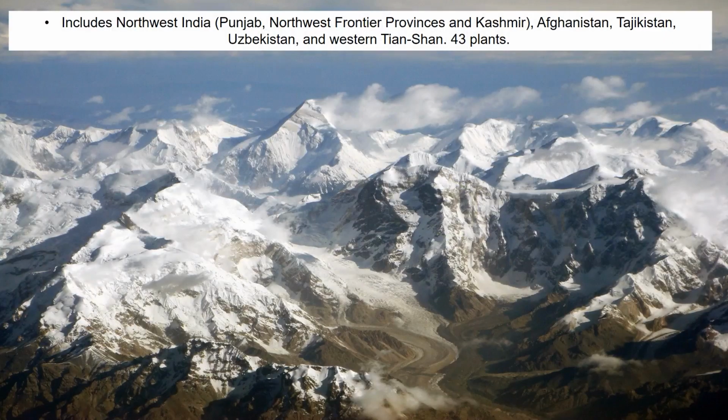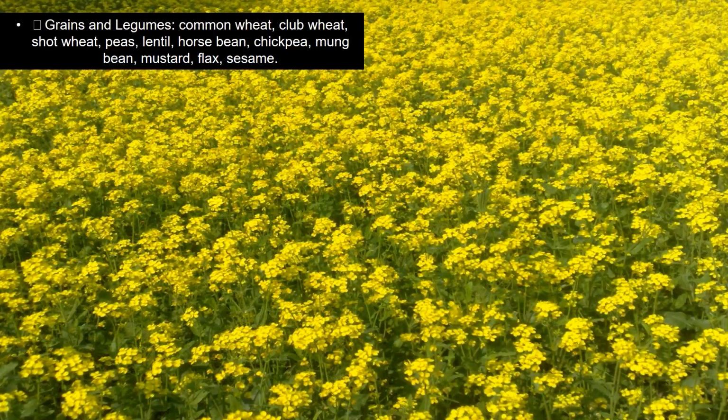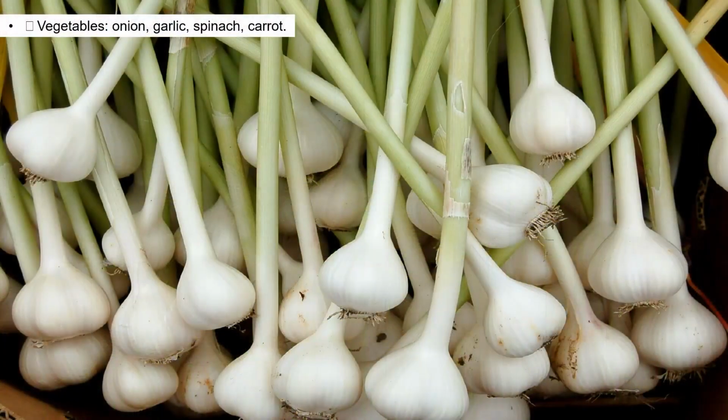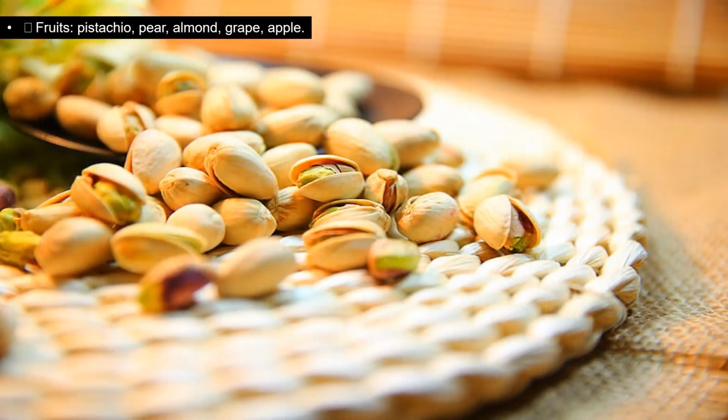And coming to the Central Asiatic center, which includes northwest India like Punjab, northwest frontier province and Kashmir, Afghanistan, Tajikistan, Uzbekistan, and western Tian Shan. So far about 43 plants are identified, in the sense that agriculture and crops originated from this area, like grains and legumes like common wheat, club wheat, shot wheat, peas, lentil, horse bean, chickpea, mung bean, mustard, flax, sesame. Hemp, cotton from fiber plants, onion, garlic, spinach, carrot among the vegetables, pistachio, pear, almond, grape, apple among the fruits, they originated from here.